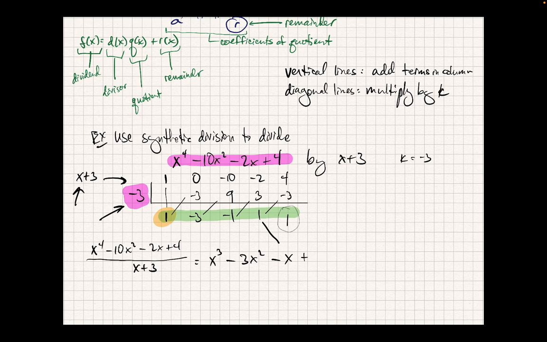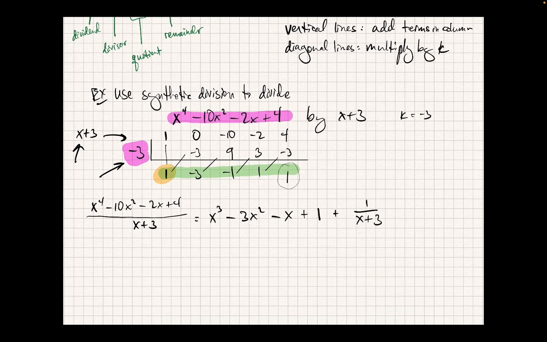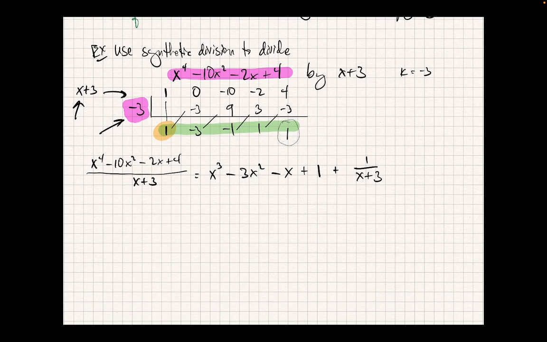So this is my minus x. This is my plus 1. And then what's my remainder? 1 over x plus 3. So this is how to actually write the answer. My original polynomial divided by x plus 3 gives me my quotient, and then plus remainder over x plus 3. That is one way of writing it. Here's the other way.